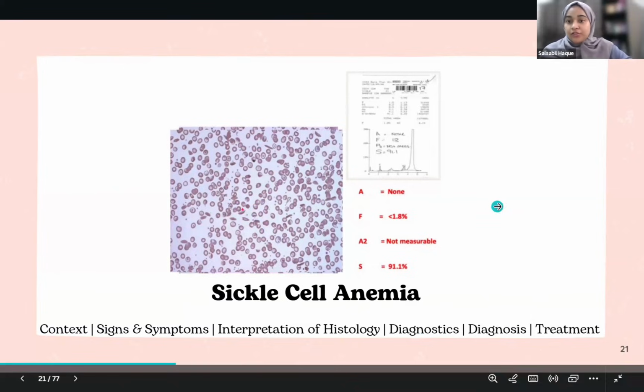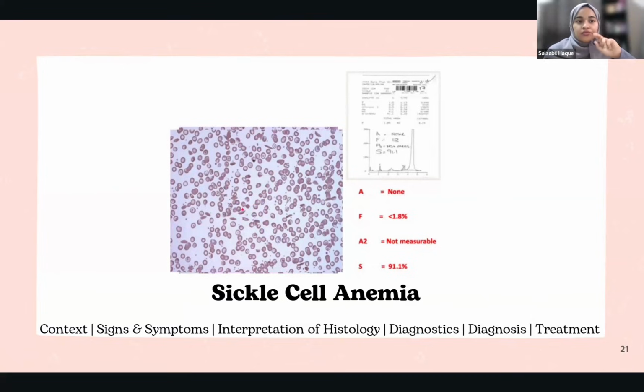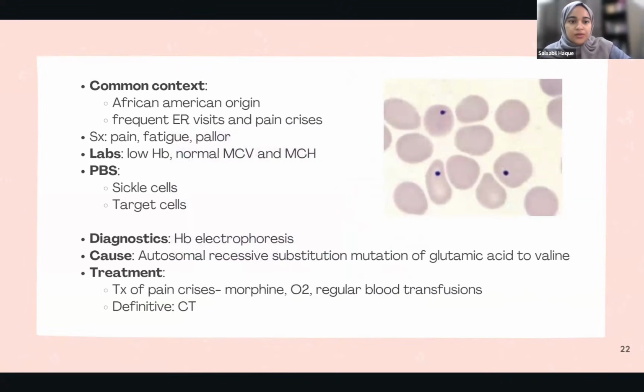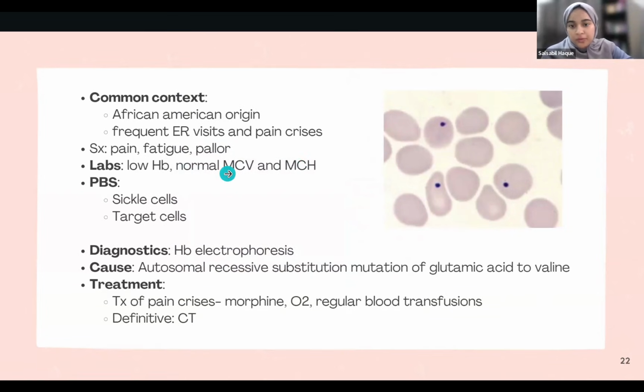Treatment is, first of all, symptomatic. You give them oxygen, you give them morphine to treat their pain, and you also treat them with hydroxyurea. I don't think the treatment's very important here. I'm not sure if you took it in pharmacology, but you can give hydroxyurea, folate, etc. So, frequent ER visits, a pain crisis, low hemoglobin, normal MCV and MCH. It's a normocytic normochromic anemia. There is nothing wrong with the chromia or the hemoglobin content. It's more the quality of the hemoglobin being produced.